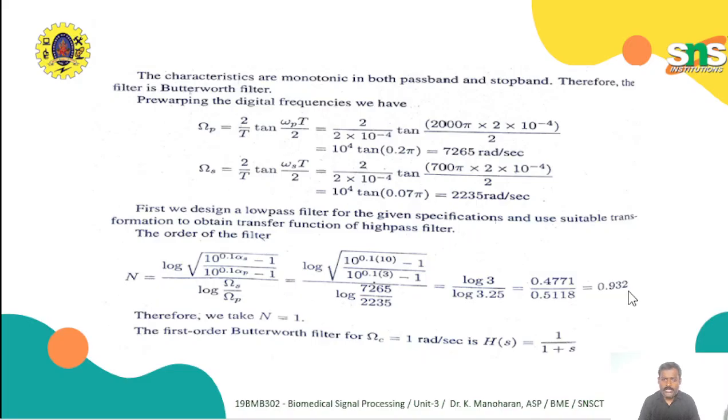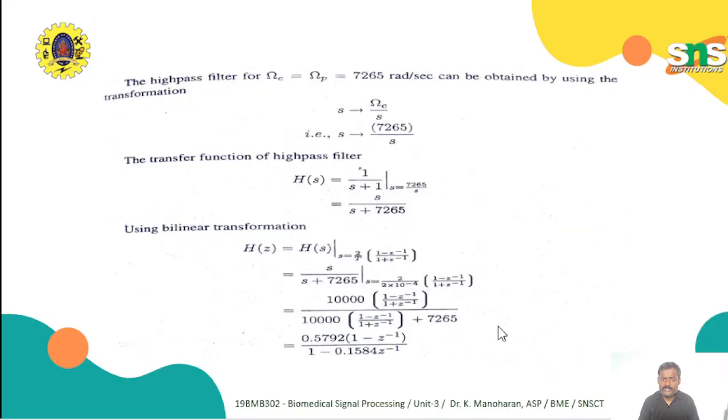So I can write n equal to 1, because it is 0.932. For n equal to 1 we refer to the table and write H of s, which is 1 divided by the denominator function, that is 1 divided by 1 plus s. This is the low pass filter function. Now we need to convert it into the high pass filter function with the given specifications.